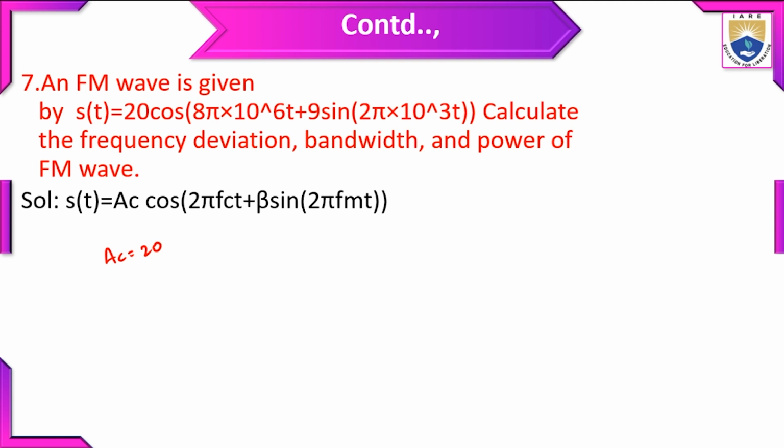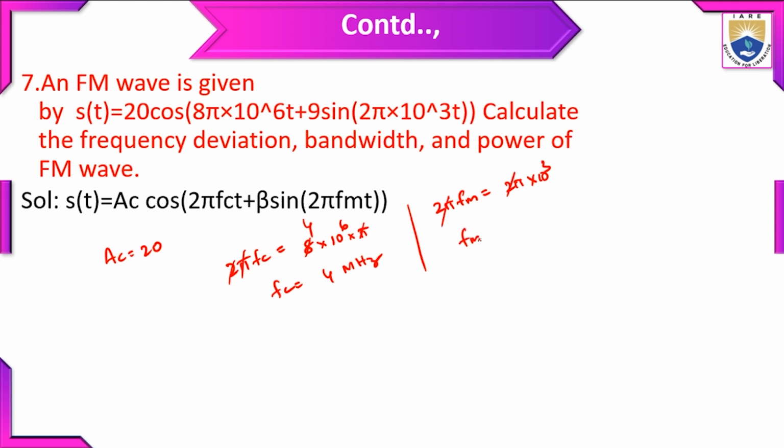And another is omega CT. Omega CT is nothing but 2 pi FCT. So directly here, comparing 2 pi FC is equal to 8 pi into 10 power 6. So this pi and 4 times, FC is 4 megahertz. Similarly, 2 pi FM is equal to 2 pi into 10 cube. So FM is 1 kilohertz. And comparing with beta, beta value is directly 9. So by comparing the given expression with the standard FM expression, you got this beta, AC, FC and FM.